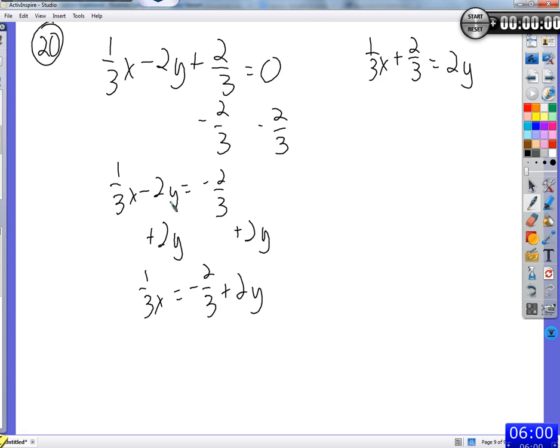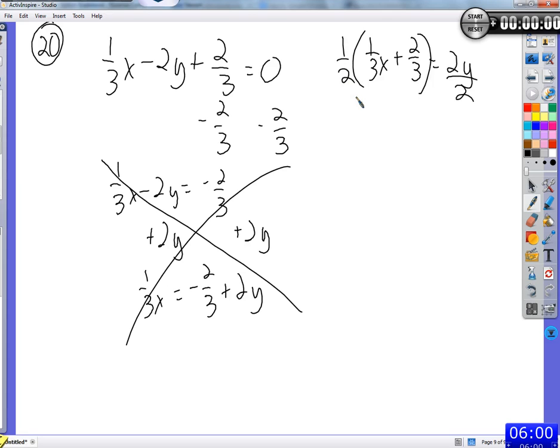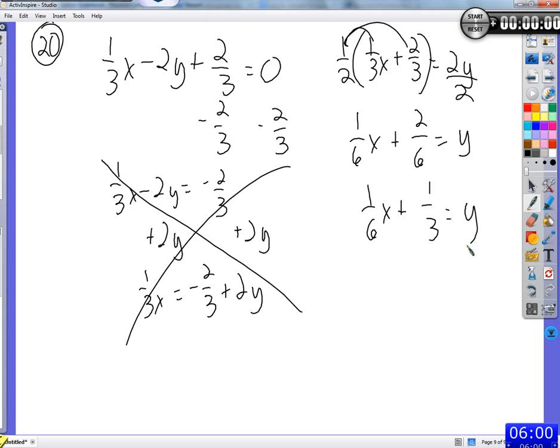I would say instead of adding 2y on this one, I would subtract 1/3 x. But it's okay to just scrap it, say, forget that. Let's go to this one. Divide this by 2. Dividing by 2 is the same as multiplying by what? 1/2. I saw somebody say it. I only do that because it's easier to multiply a fraction by a fraction than to divide a fraction by a fraction, or even divide a fraction by a number. So we'll distribute this. 1/2 times 1/3 is 1/6 x. 1/2 times 2/3 is 2/6. Equals y. 1/6 x plus 1/3 equals y. There we go.